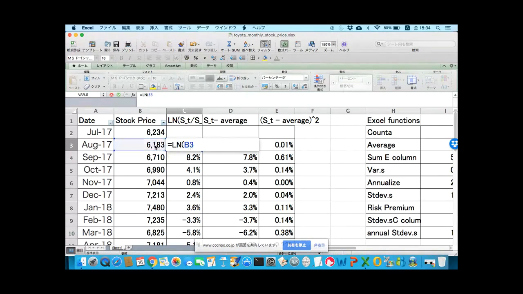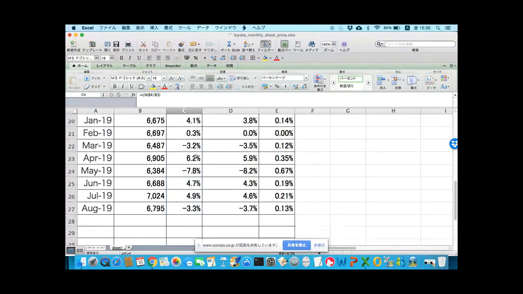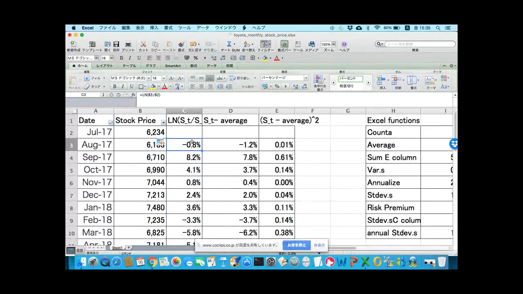Ln B3 over B2, right? And the first growth rate is calculated like this. The result would be 0.8, a negative number. And then we do the same thing for the rest, like this. Okay. So these are the monthly growth rates of the Toyota Motor stock price.